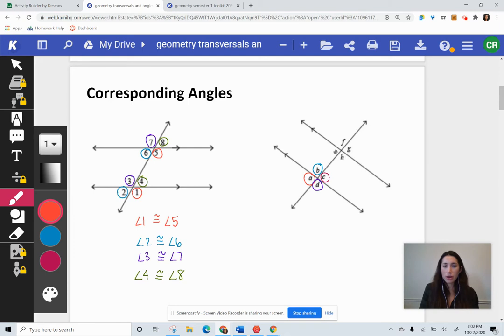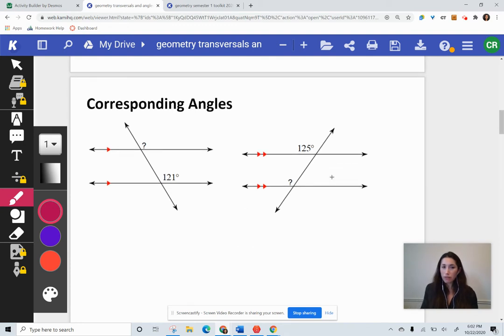Okay, so great. Hopefully you put A with E. You put, hopefully, B with F. We put D with H. And we put G with C. Those are the corresponding angles that end up being congruent to each other.